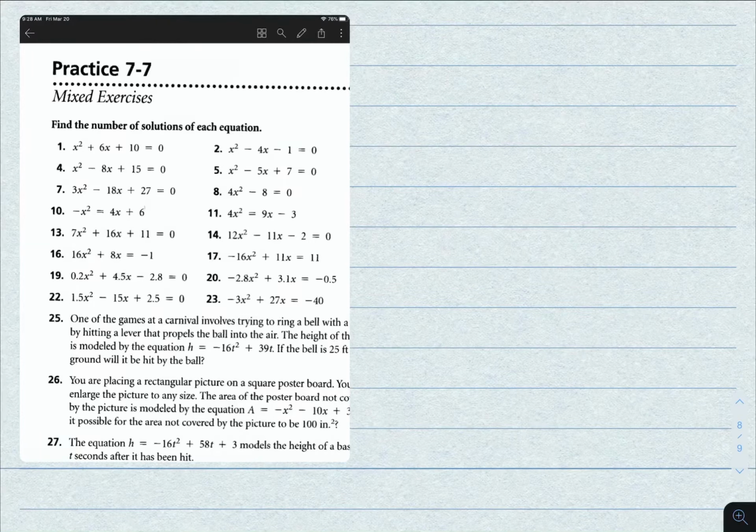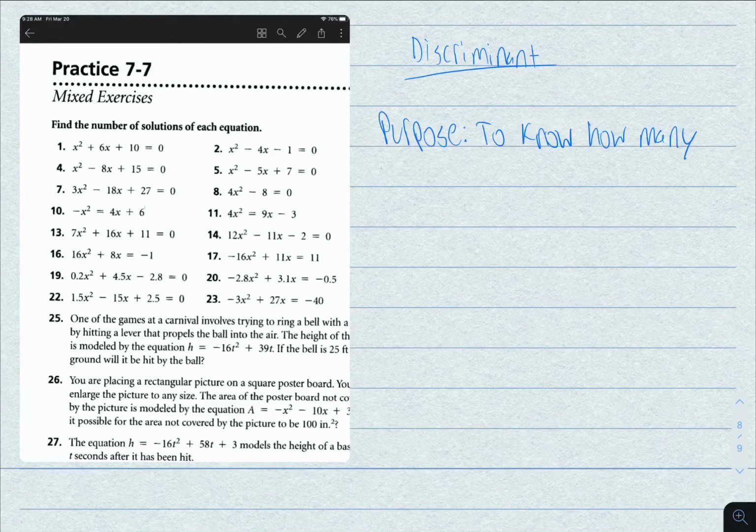Okay, in this video I'm going to show you how to use the discriminant. The purpose of using the discriminant is to find out how many solutions you have. Well, to know how many real solutions you have, and how many non-real solutions. Well, you will have two, but I'll put that anyway.